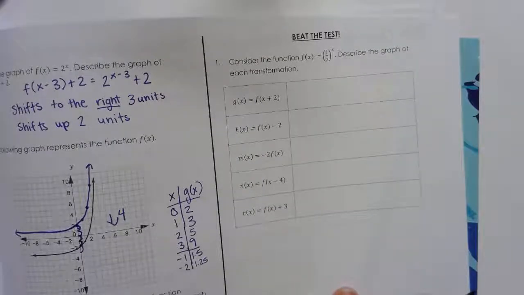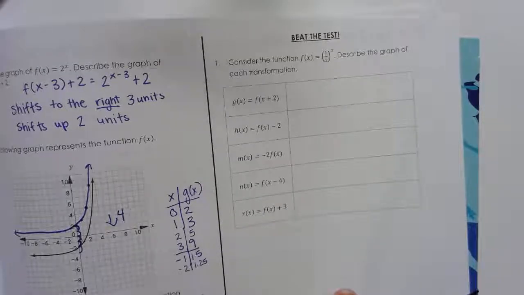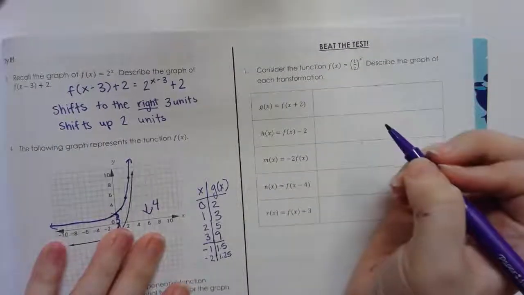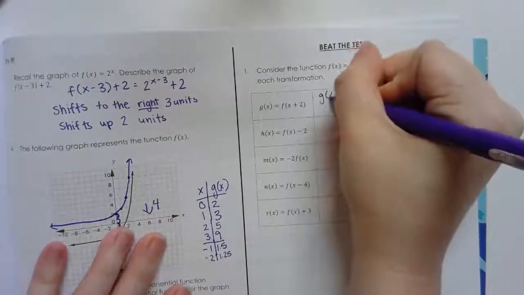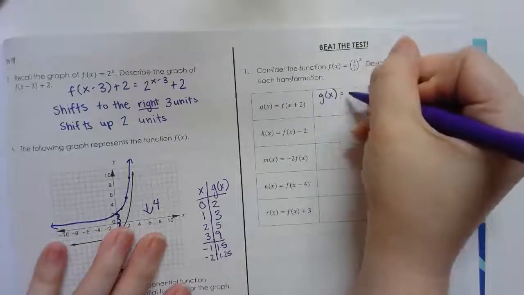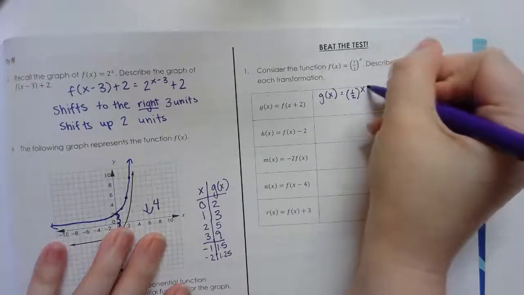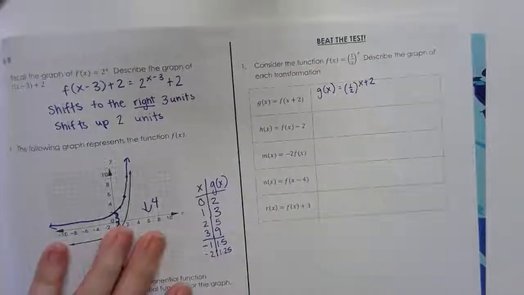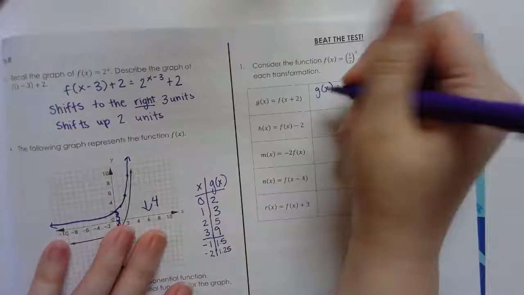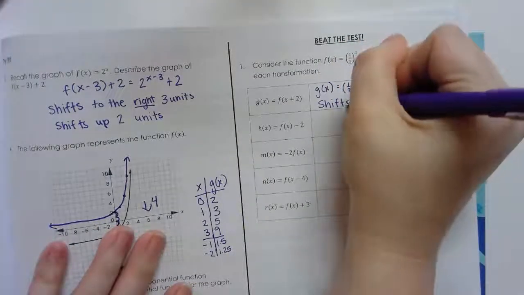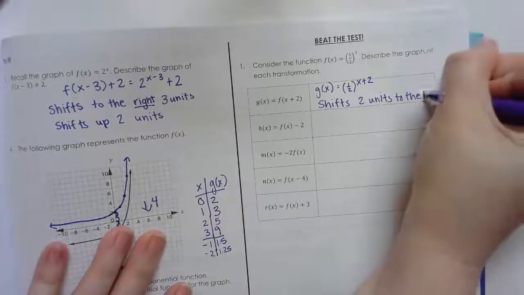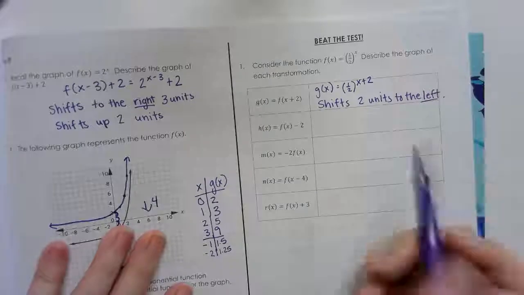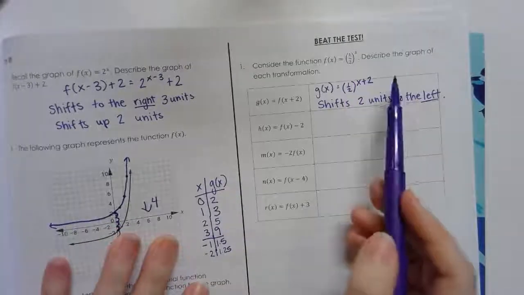Consider the function f of x equals 1/2 to the x. So let's describe the graph of each transformation. So g of x would be f of x plus 2. So my g of x here would be 1/2 to the x plus 2. So this time, my graph is being shifted 2 units to the left. Okay, because the plus 2 normally would mean we go to the right, but this time it means we go to the left.